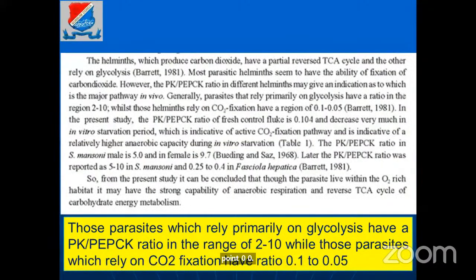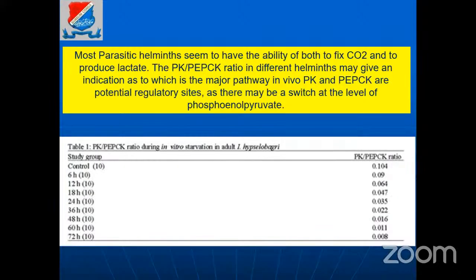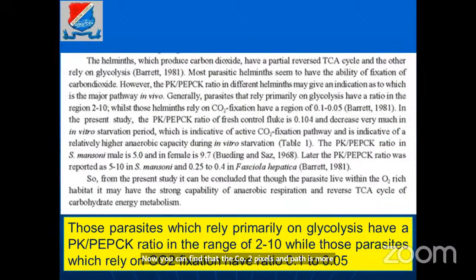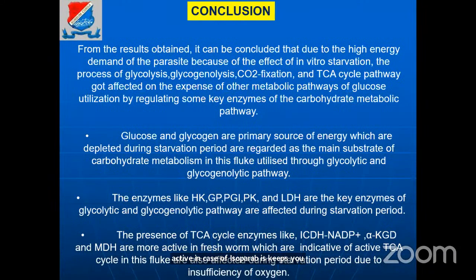So this ratio: those parasites that rely primarily on glycolysis have a PK-PEPCK ratio range of 2 to 10, while those parasites which rely on carbon dioxide fixation have a ratio of 0.1 to 0.05. So here in our result, you can find that the CO2 fixation pathway is more active in the case of Isoparorchis hypselobagri.